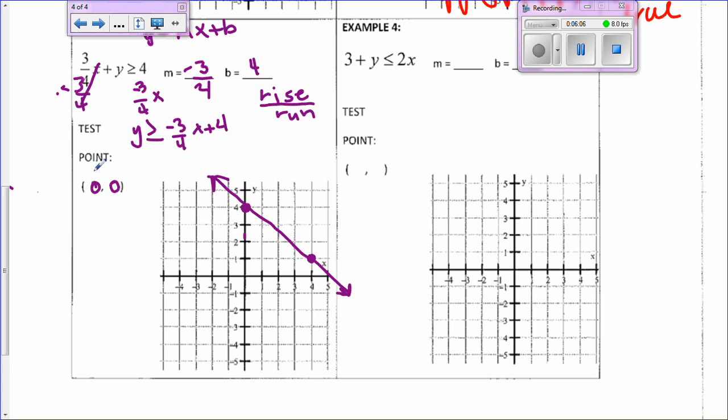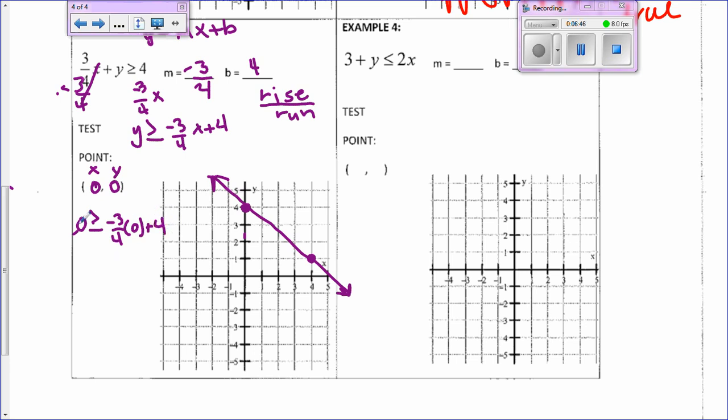So what we're going to do is put in the points that we are going to be testing. Remember, this is your x value and this is your y value. We're going to plug it into this equation right here, which is y is greater than or equal to negative 3/4 x plus 4, okay? So the value of y is going to be 0. 0 is greater than or equal to negative 3/4. And our x, which is right here, is also going to be 0.